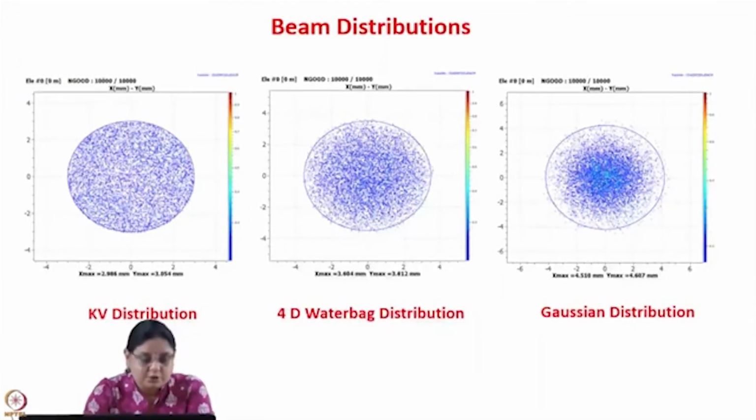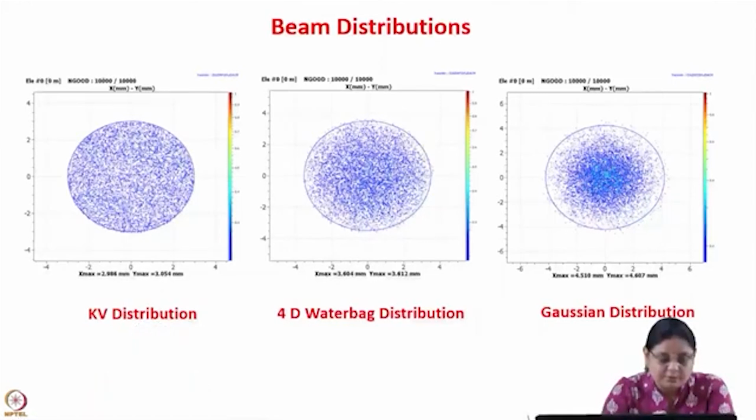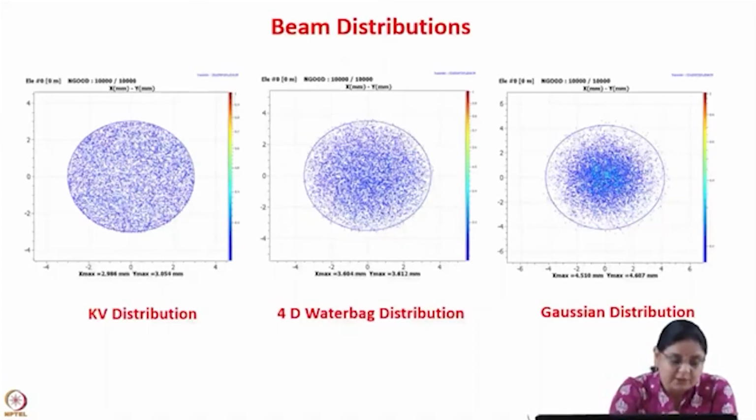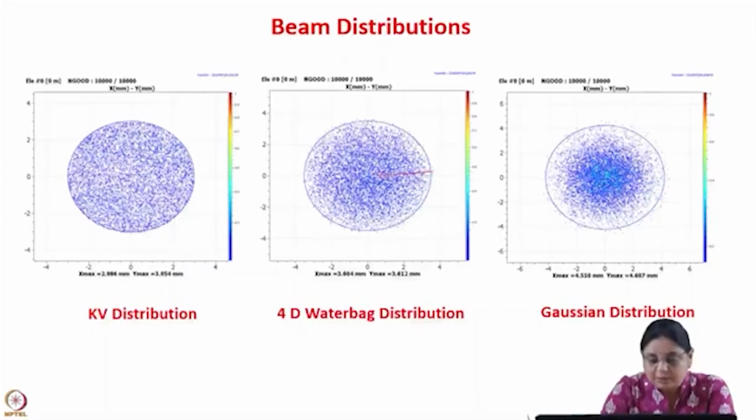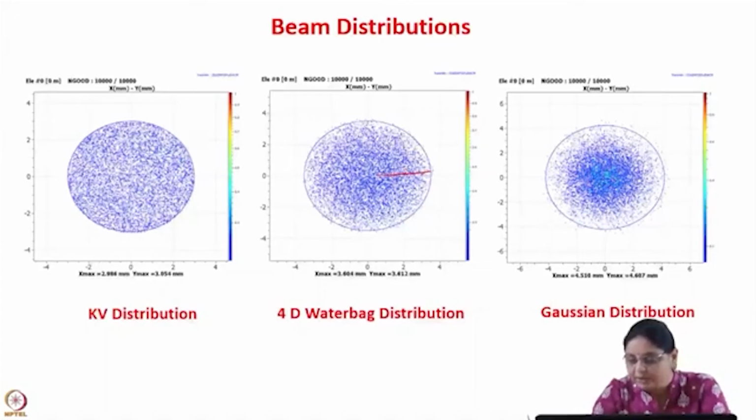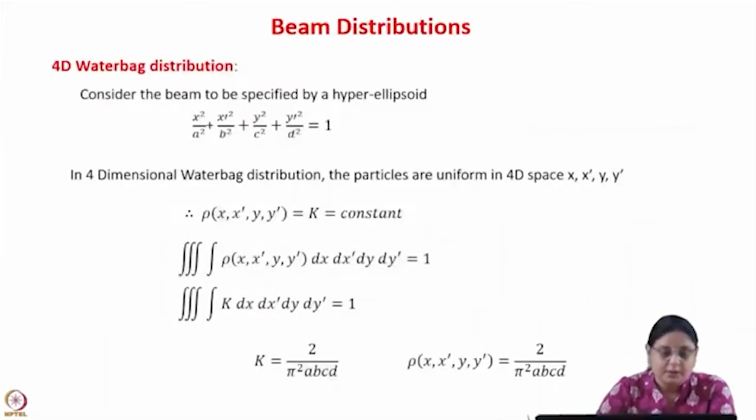So this shows the projection of various distributions in the XY space. This is a uniform KV distribution where the charge density is uniformly distributed. This is a 4D water bag distribution where the two-dimensional projections are parabolic. So here the beam density is parabolic, and this is a Gaussian distribution where the charged particles are distributed in a Gaussian manner. So let's consider the 4D water bag distribution.